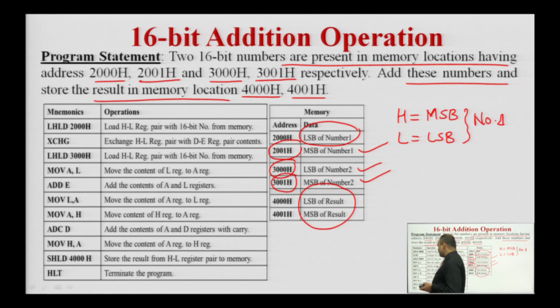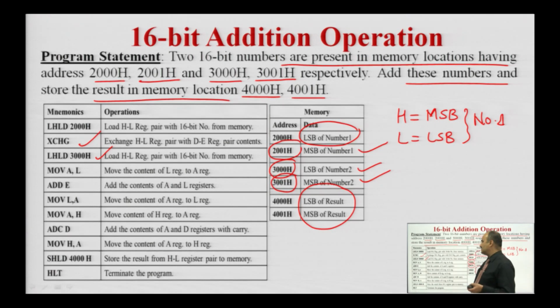So, here with the help of this instruction XCHG, this instruction will exchange the content of HL register pair with the DE register pair, and again we use LHLD instruction to load the second 16-bit number. The first 16-bit number is in DE register pair and the second 16-bit number is in HL register pair. So, here with the help of instruction MOV A, L, the LSB of number 1 is copied into the accumulator and this is added with the content of E register, which is nothing but the LSB of number 2.